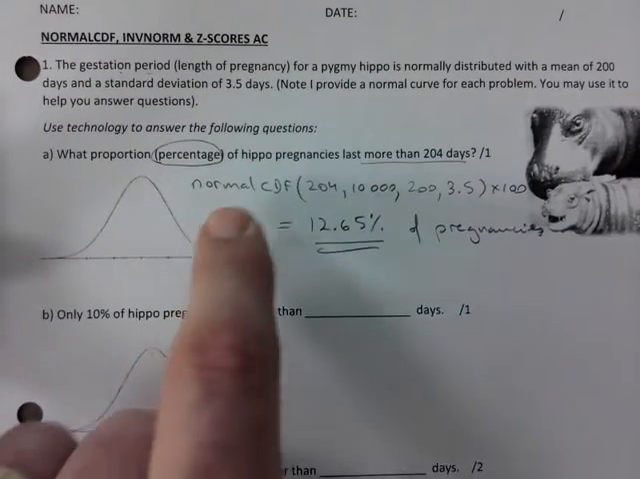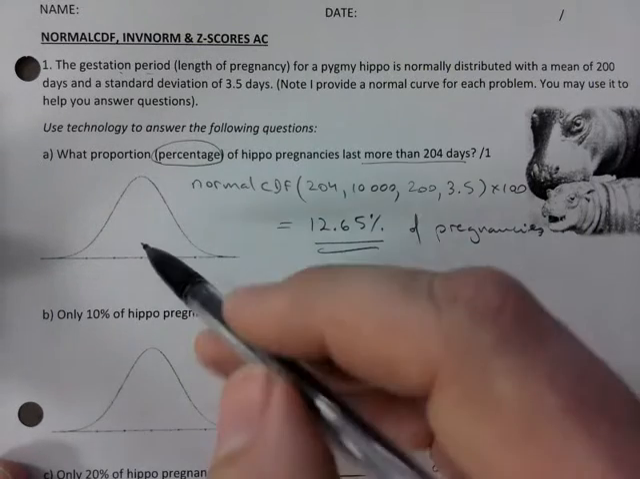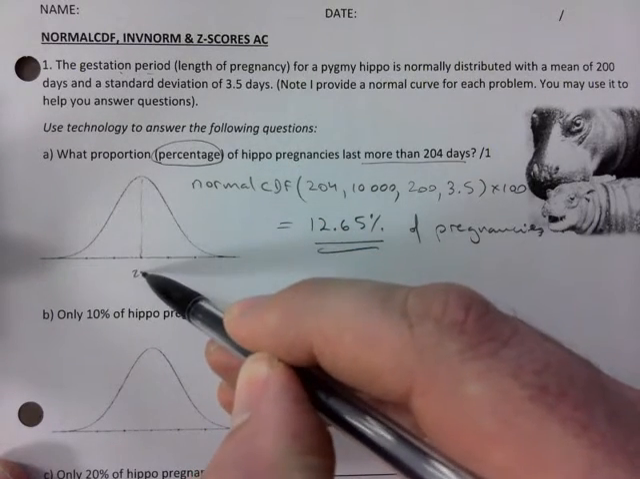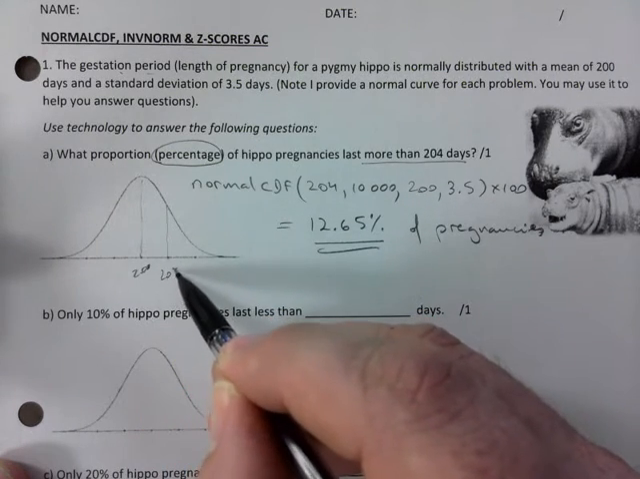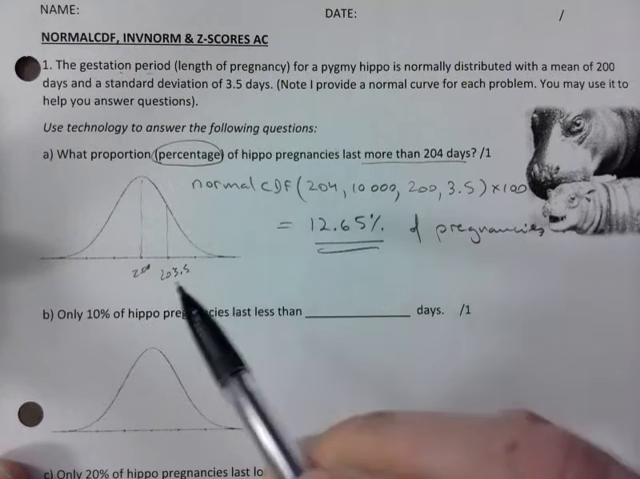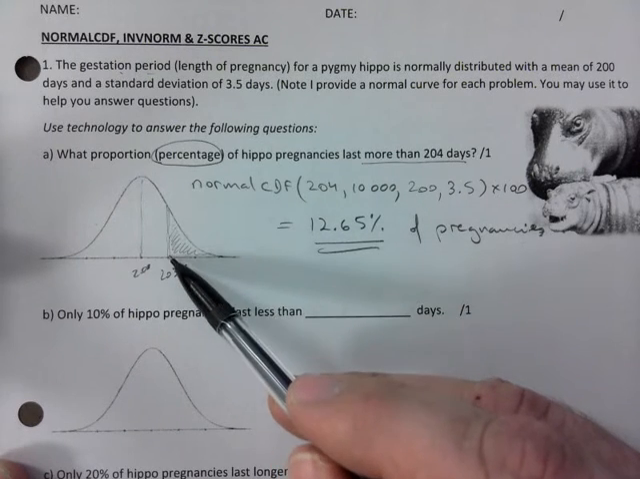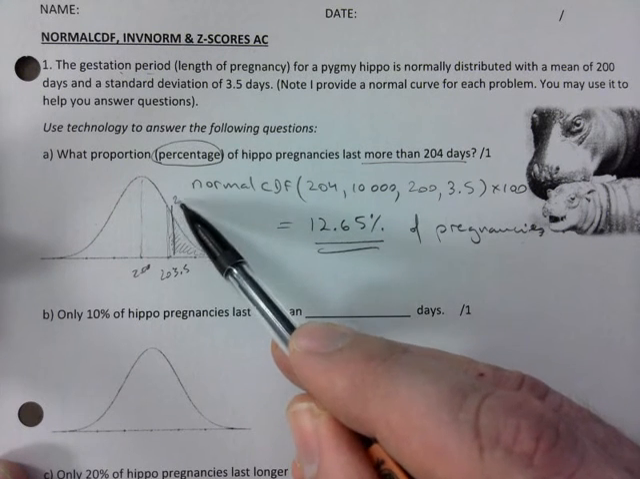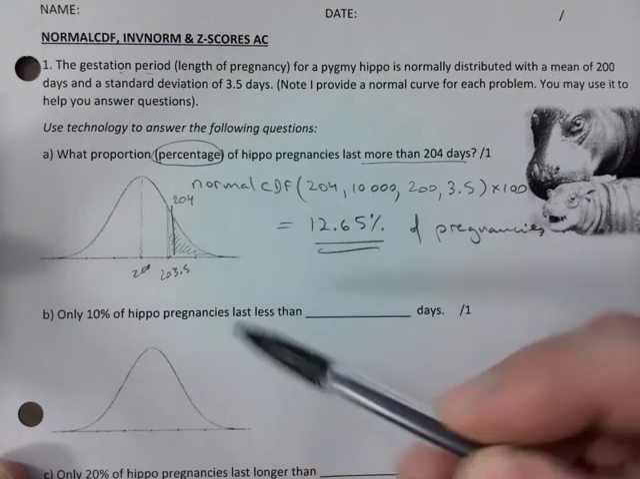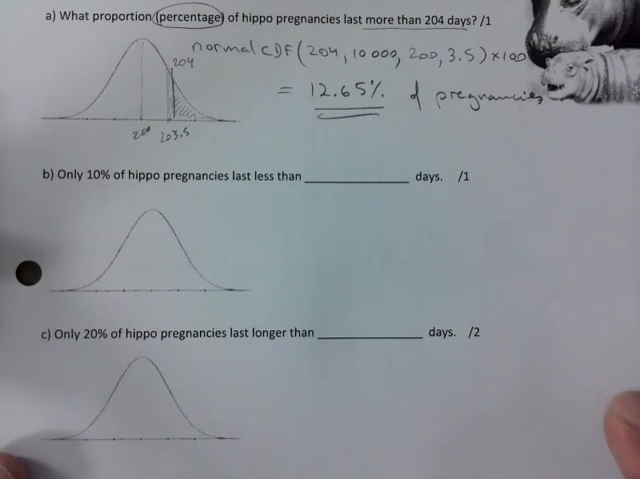You would have to tell me what the normal CDF entries are. And this was just to double check. This is your 200. This is 203.5, if you want to look at it that way. So you're looking at everything, the percentage that would be 204, which is right about there. That's our 204 line or more. So it kind of makes sense that it's 12.65% based on that.